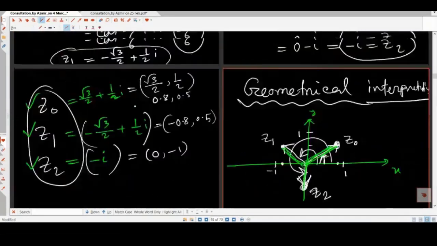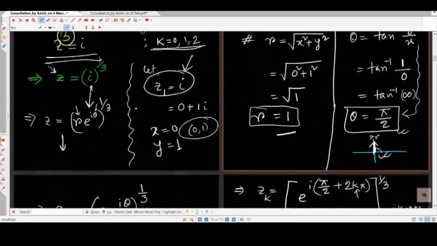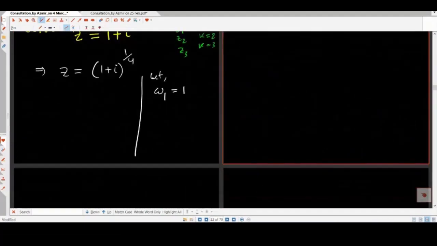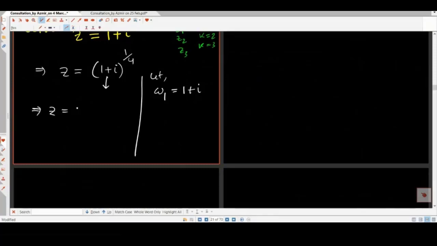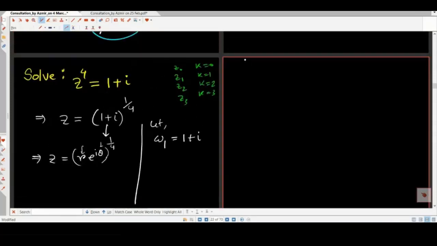And for the previous problem, this is w1. So here, let's consider the complex number 1 plus i. We need to convert this complex number from rectangular form to polar form, r e to the power i theta. So here we also have 1 over 4 as the power. Now our target is to find the modulus and the argument first.